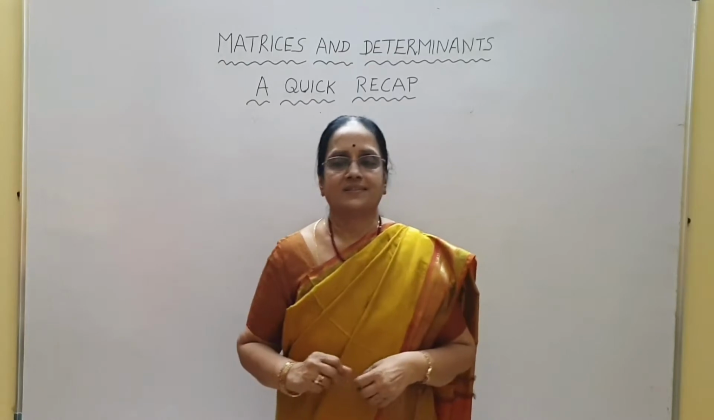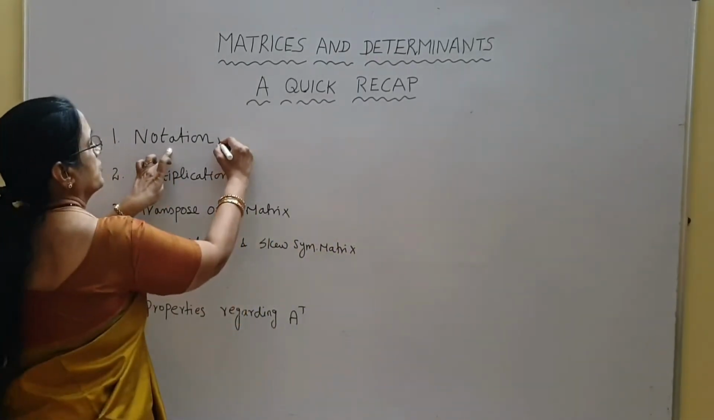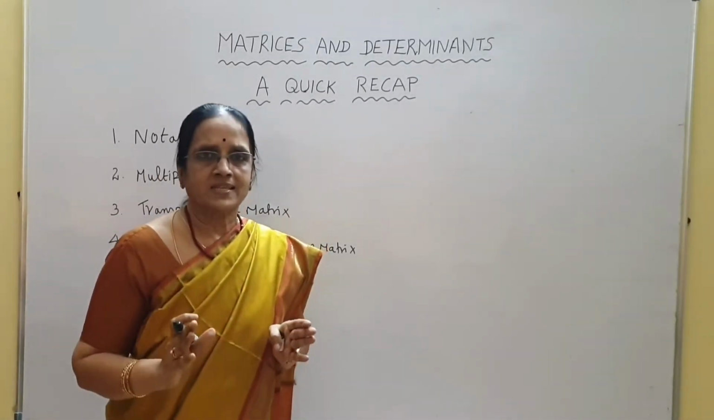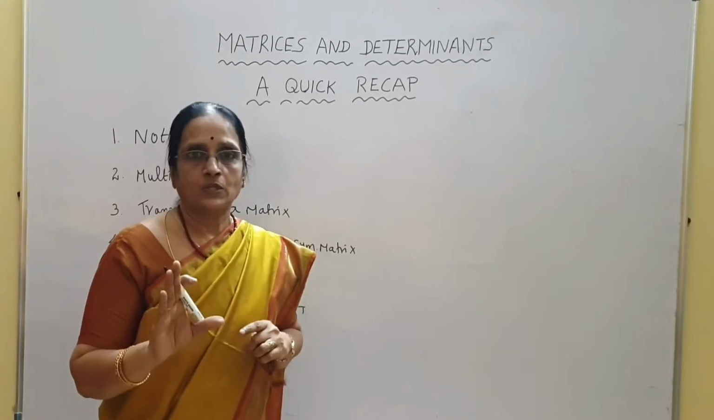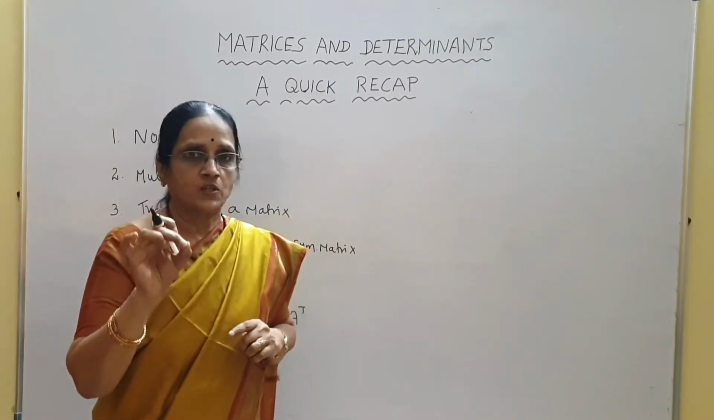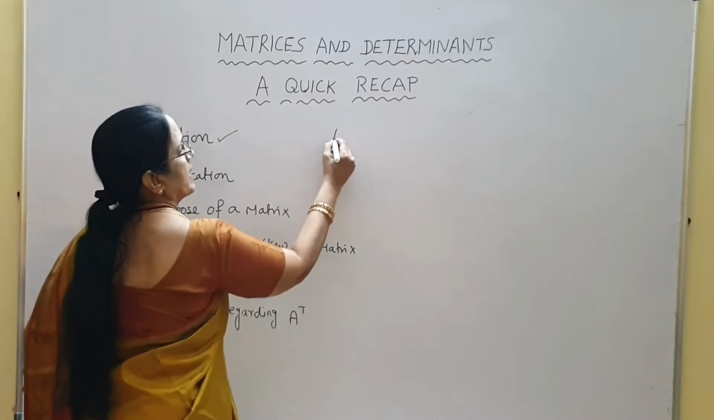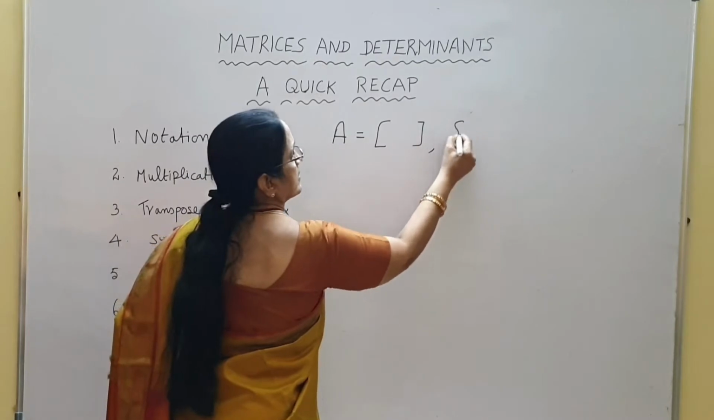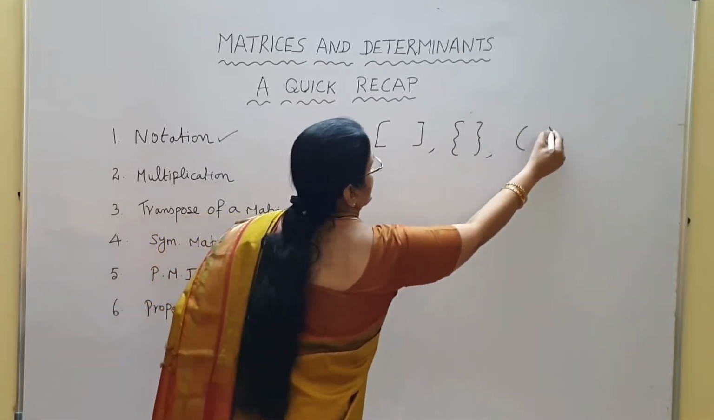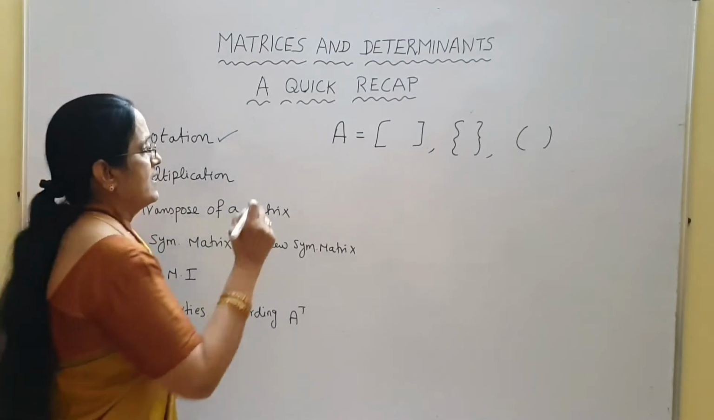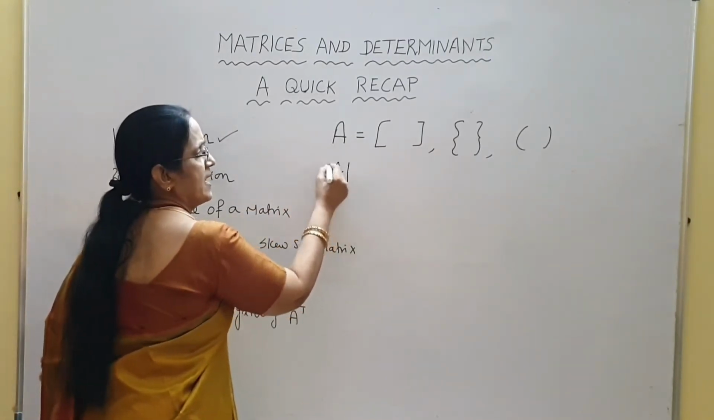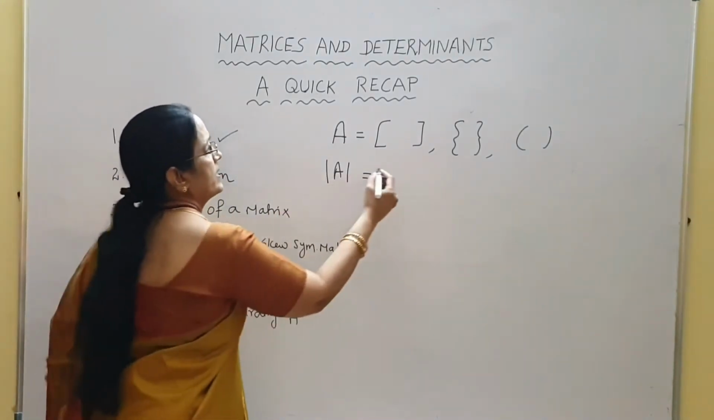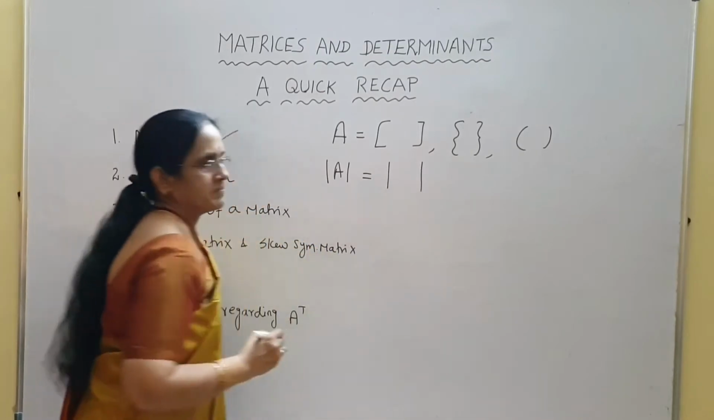Here we go. The first and the foremost point is the notation. Matrix is nothing but the arrangement of numbers and it has no specific, definite value. We always represent a matrix by a capital letter and we put a square bracket or a flower bracket or this bracket. Whereas a determinant of the matrix A has a definite specific value. We represent it by this notation.